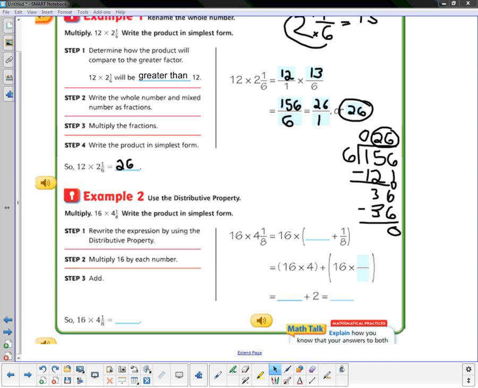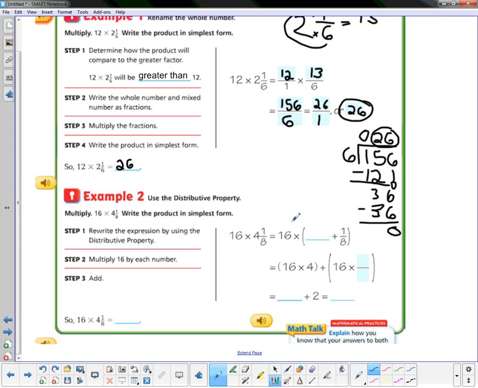Let's go ahead and use another method that you could use, the distributive property, to solve 16 times 4 and 1/8. And don't forget writing the problem in simplest form. We're actually just going to rewrite the expression using the distributive property. If this confuses you, don't pay attention too much. You still need to recognize what a distributive property looks like, but I want you to feel confident about this. There's many different ways to solve math, and one way is not always the correct way. There's a lot of different ways to get your answer, and I'm going to show you that today.